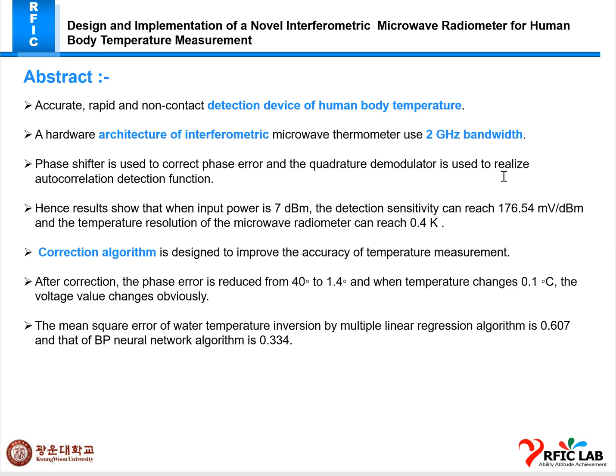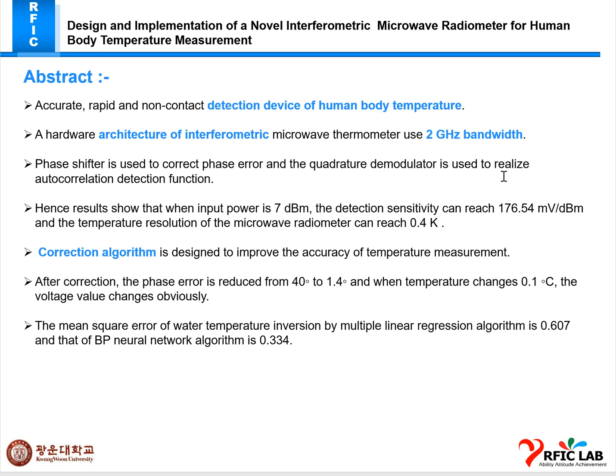I have gone through many papers, and the final paper I found most suitable for my research work was "Designing and Implementation of Novel Interferometric Microwave Radiometer for Human Body Temperature Measurement." This paper was published just 2 months ago, in February, and it is the advanced version of the previous paper which I did in the previous week.